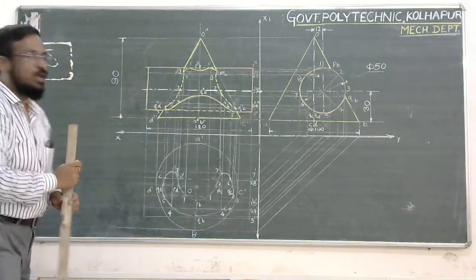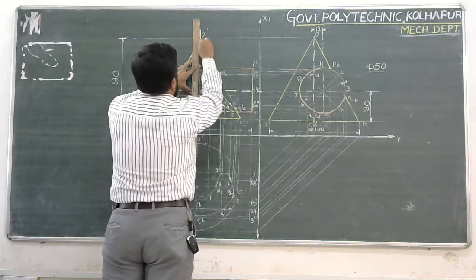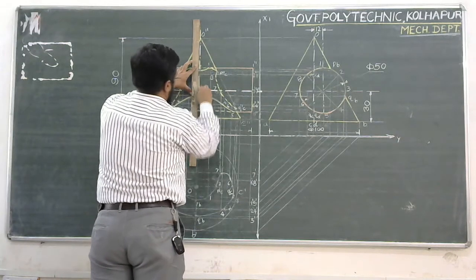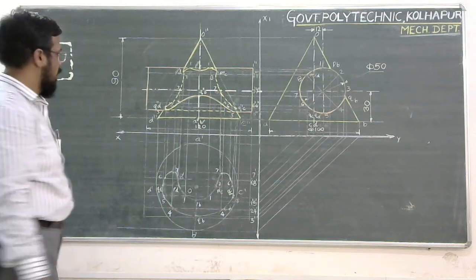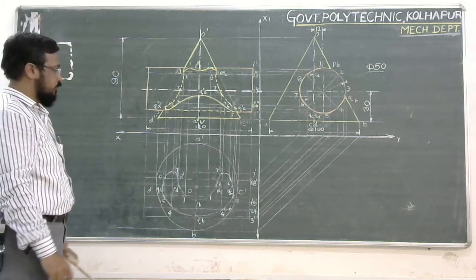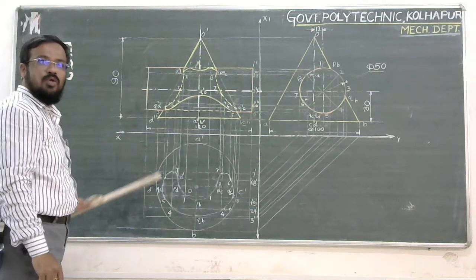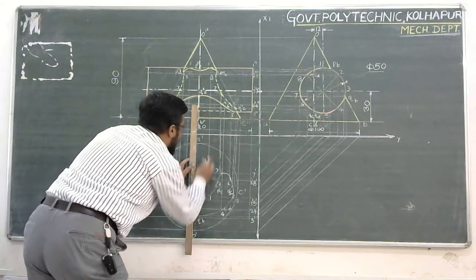Okay, axis of cone. Okay, now. In a similar way, you have to follow this for this topic. This is the axis of the cone.